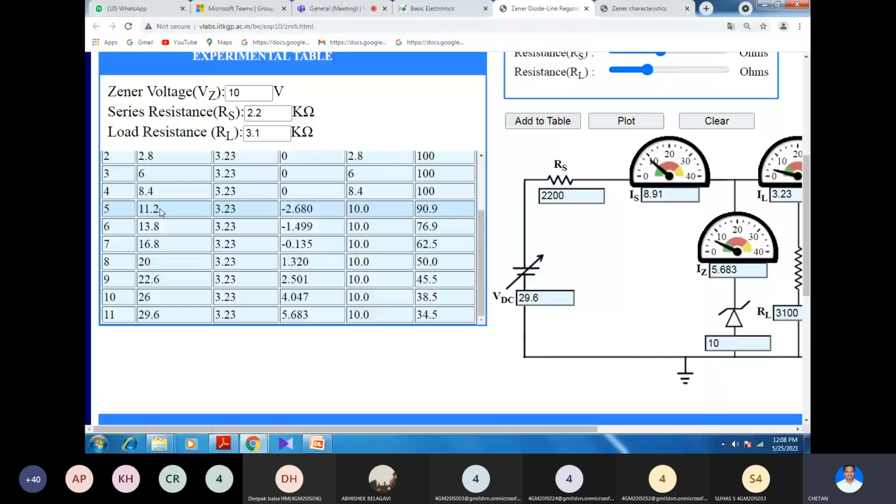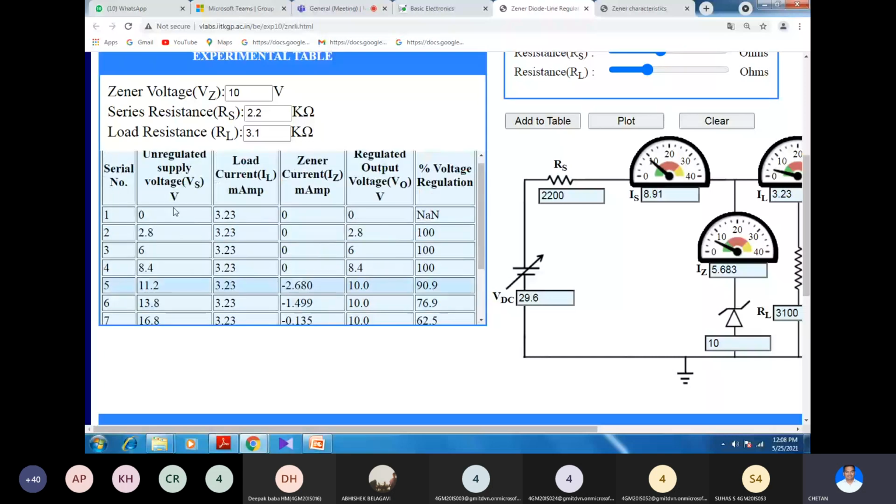So above 10 volt, that is from serial number 5 to 11, these are the cases where input voltage VDC is above 10. What is 10? 10 is the VZ, or reverse breakdown voltage. So from 5 to 11, the Zener diode is on, or it is working in the reverse breakdown region. Therefore, it is working like a voltage regulator.